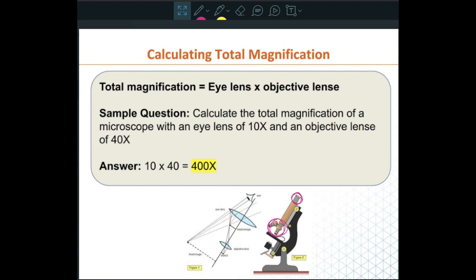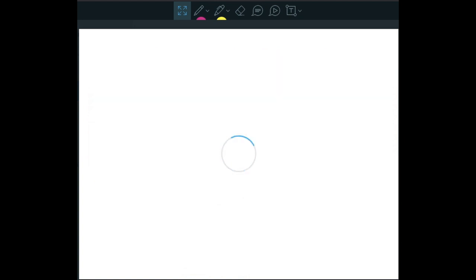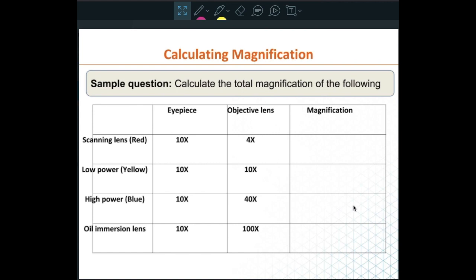All right. So guys, if you ever get a question like this, let's say we're doing the oil immersion one, to find your total magnification, all you have to do is 10 times 100. So my total magnification would be times 1,000, which means that this microscope is now set to zoom into my image 1,000 times.